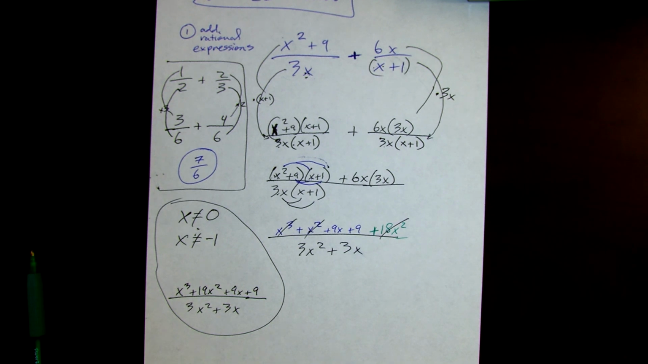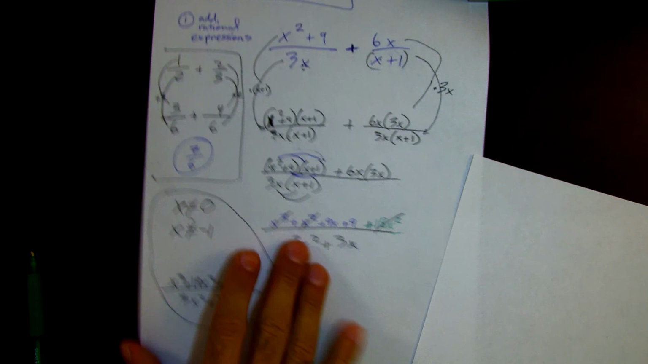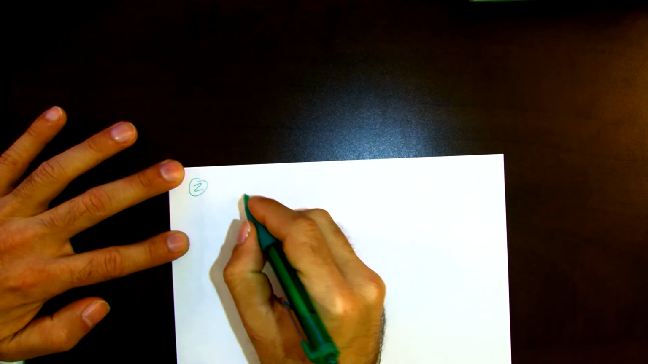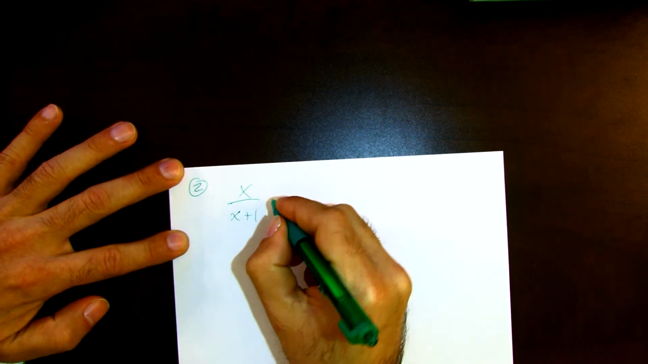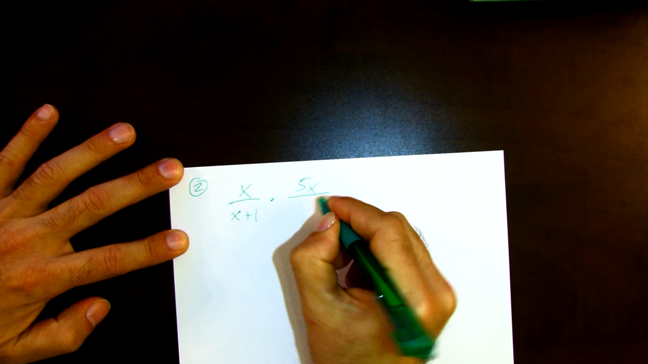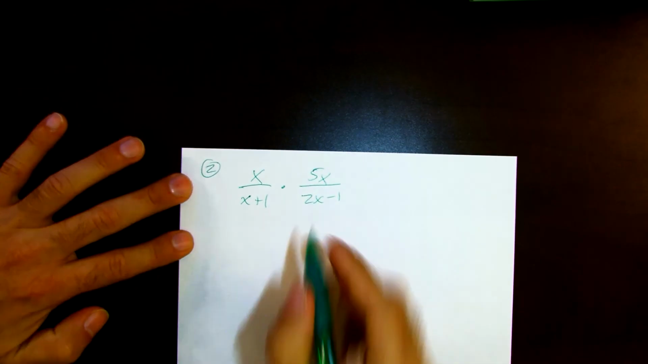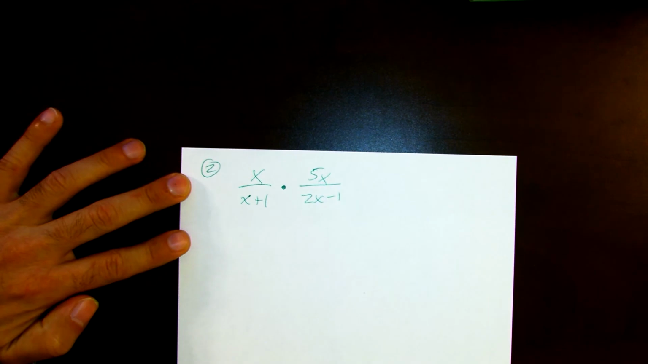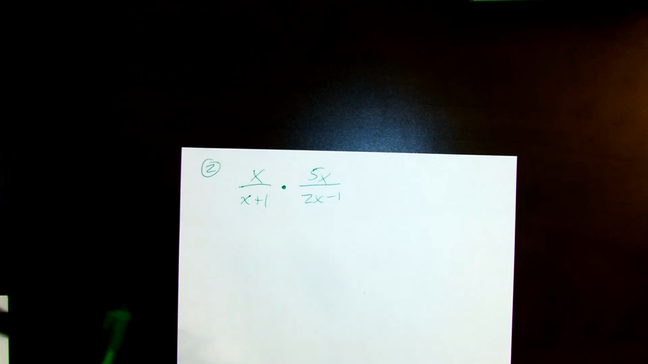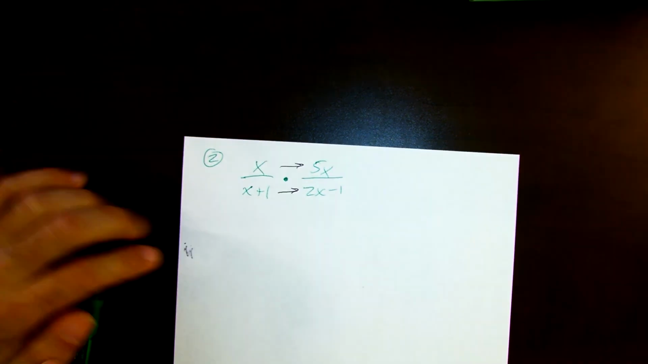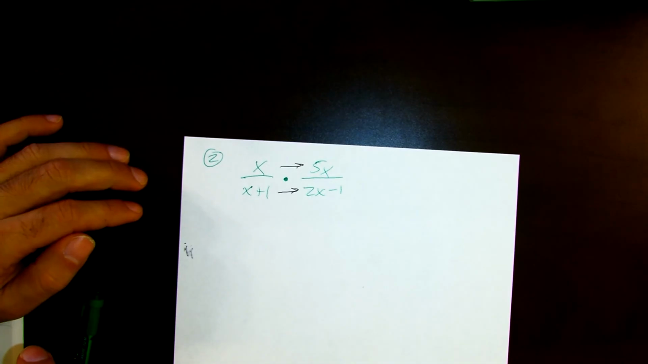All right, let's go to this. You guys will be happy to see this one. You're all, no, not happy. X over x plus 1 times 5x over 2x minus 1. Why do we like this one more? It's multiplication. Multiplication, you don't need a common denominator. We do need to state what our restrictions are. And for this problem, that's the hardest part.